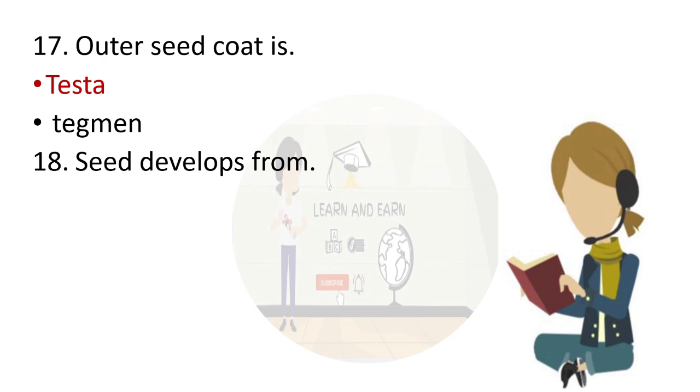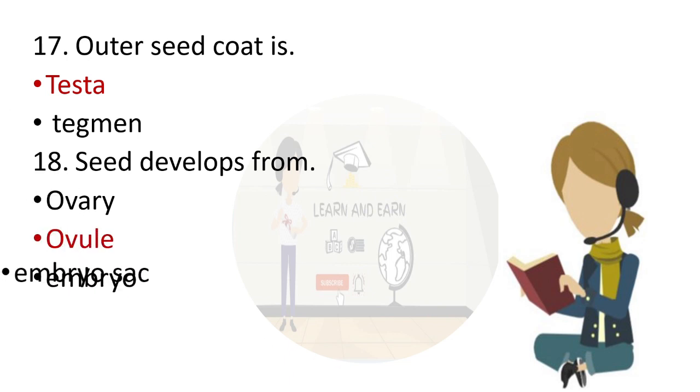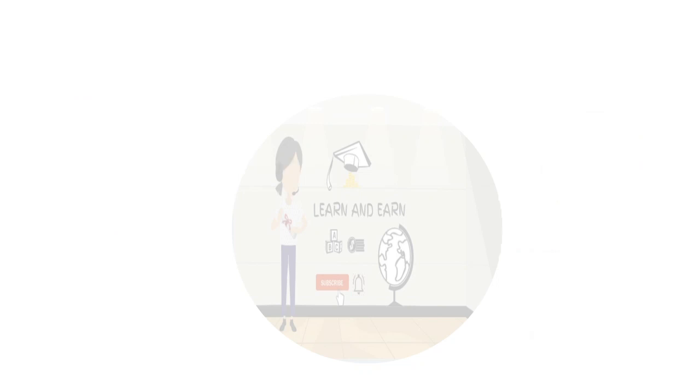Number 18 MCQ is, seed develops from ovary. The second option is ovule. Third option is embryo. And fourth option is embryo sac. The seed develops from ovule. The right answer is ovule.